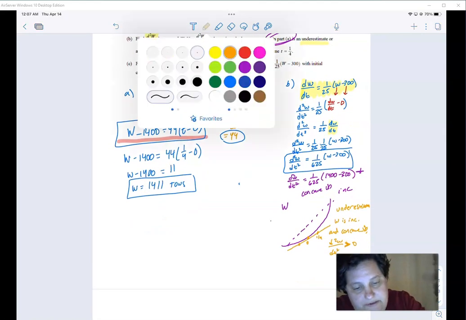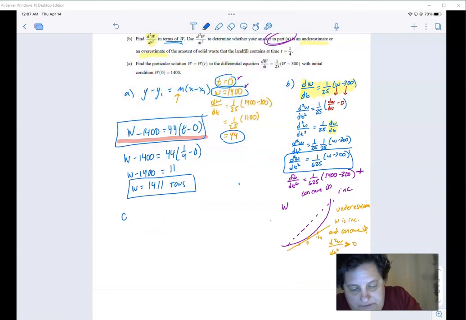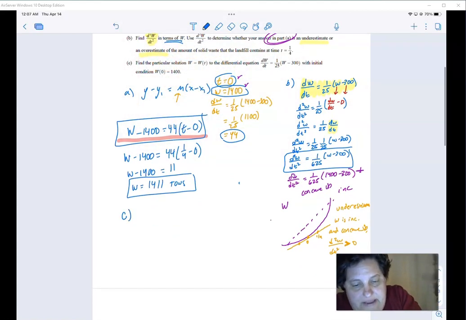Okay, now here's what we're practicing. This is what we were doing yesterday. Find the particular solution. That means the exact equation to that differential equation if it has initial condition 0, 1400. So that's what we've been talking about, time 0, 1400. Okay, so this is where we go.